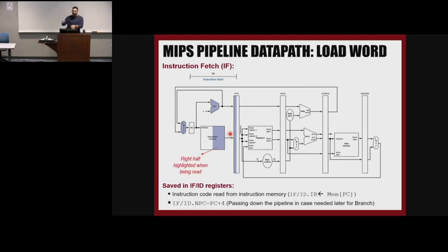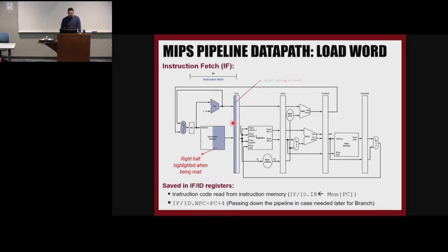When we highlight the right half of the block, it means that we are reading something from it. If we highlight the left half, it means we are writing something to it. So we are reading something from the instruction memory, but we are writing to the pipeline. So the left half of the pipeline is highlighted, and the right half of the block. Okay, instruction memory is highlighted.